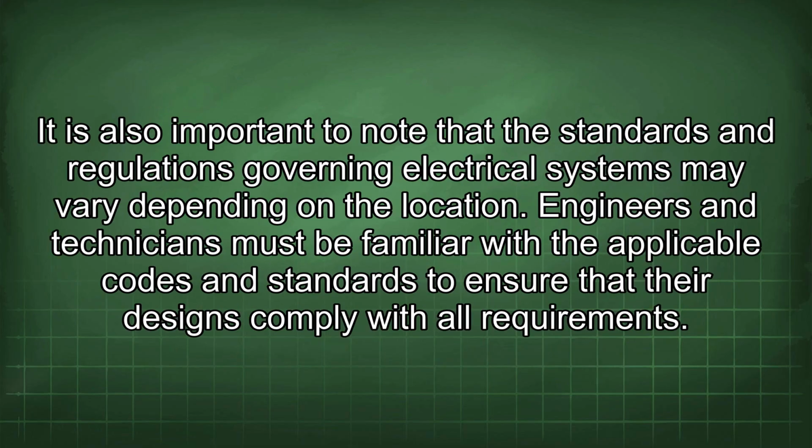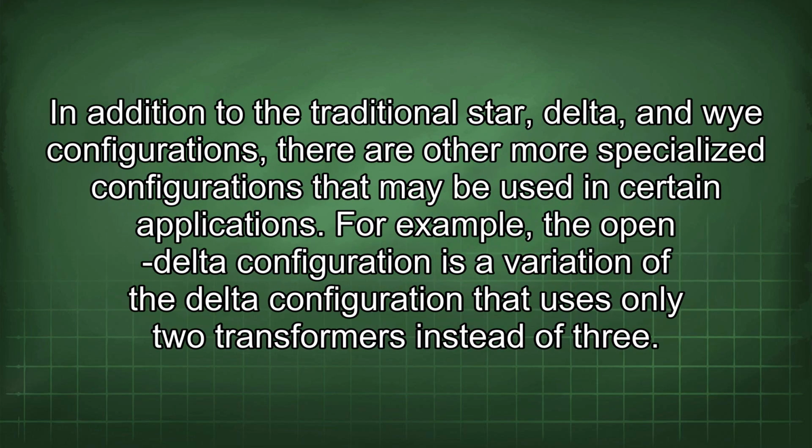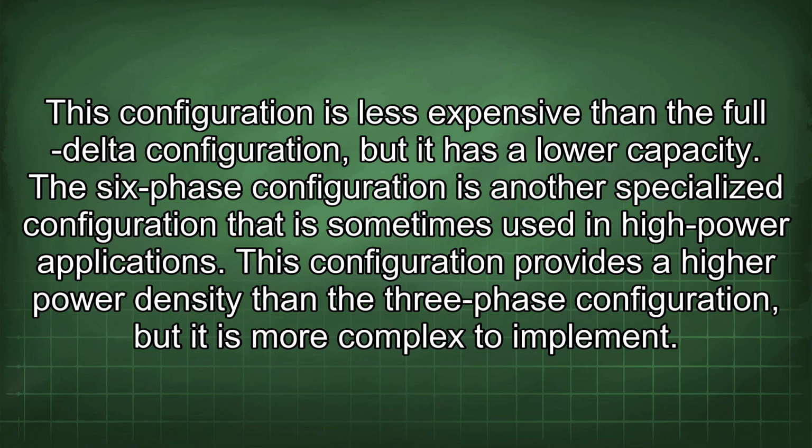It is also important to note that the standards and regulations governing electrical systems may vary depending on the location. Engineers and technicians must be familiar with the applicable codes and standards to ensure that the designs comply with all requirements. In addition to the traditional star, delta, and Y configurations, there are other more specialized configurations that may be used in certain applications. For example, the open delta configuration is a variation of the delta configuration that uses only 2 transformers instead of 3. This configuration is less expensive than the full delta configuration, but it has a lower capacity.